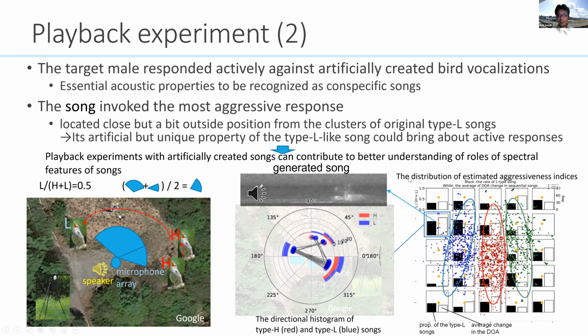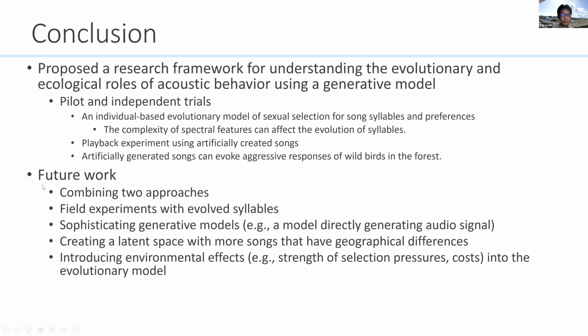And the interesting thing is that the song that invoked the most aggressive response is located close to, but a bit outside, the cluster of the original type L songs. This is the song. We think that its artificial but unique type L-like property could bring about active responses. So the playback experiment with artificially created songs can contribute to a better understanding of the role of spectral features of songs. This is the conclusion, and the future work is clearly to combine the two approaches.